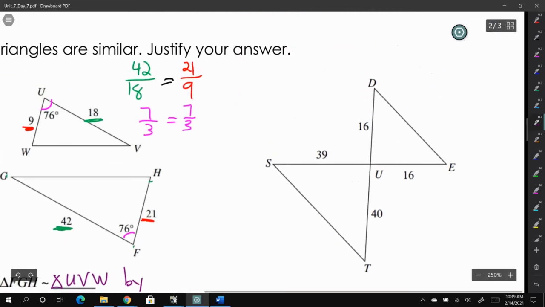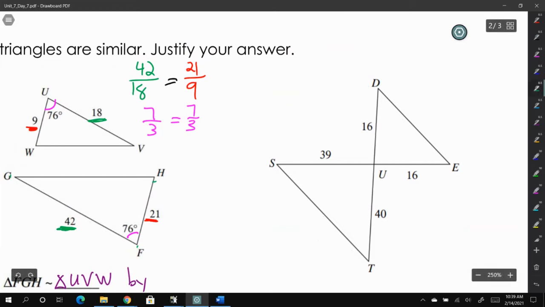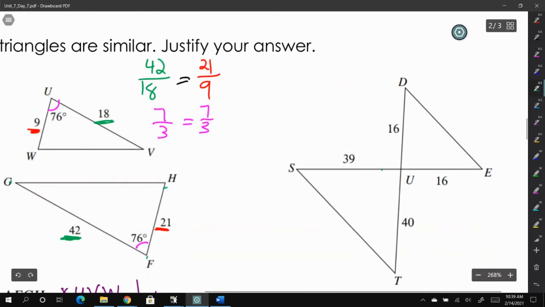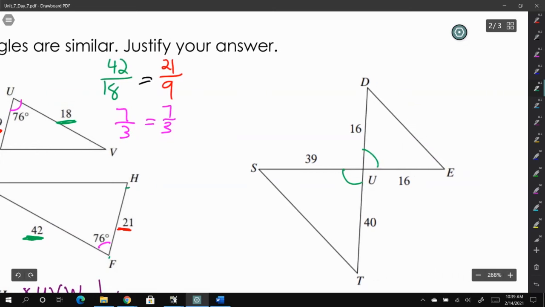So this other example over here, again, we have vertical angles at U. And then we need to pair up the corresponding sides. Now, since both of these sides are 16, we should expect that if these triangles were similar, these two should be the same value, 39 and 48, but they're not. So we can probably already tell that these aren't going to be similar, but you can always do the math just to make sure.